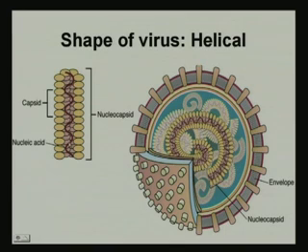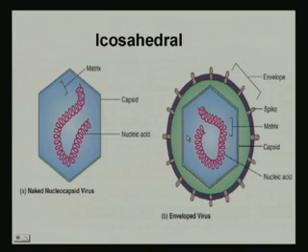Here this nucleic acid is present as the genetic material, which is covered by the protein coat, which is called the capsid, and altogether this is called the nucleocapsid. This nucleocapsid is present inside the virus, and it is covered by a layer which is called the envelope, and as this particle's shape is helical, this is called helical shaped viruses.